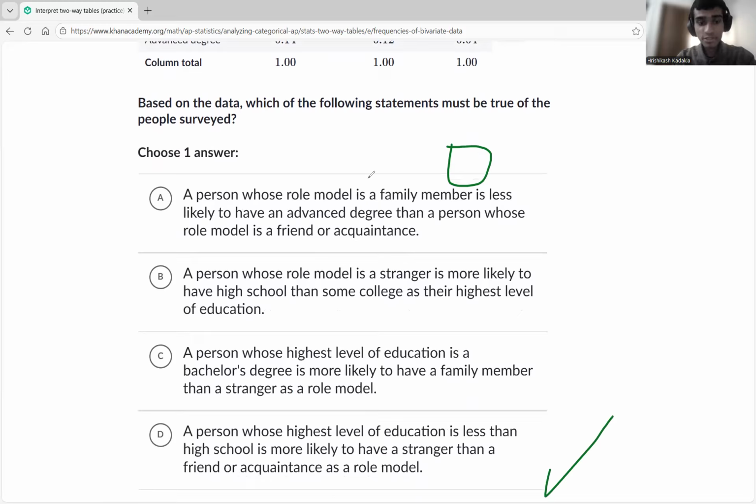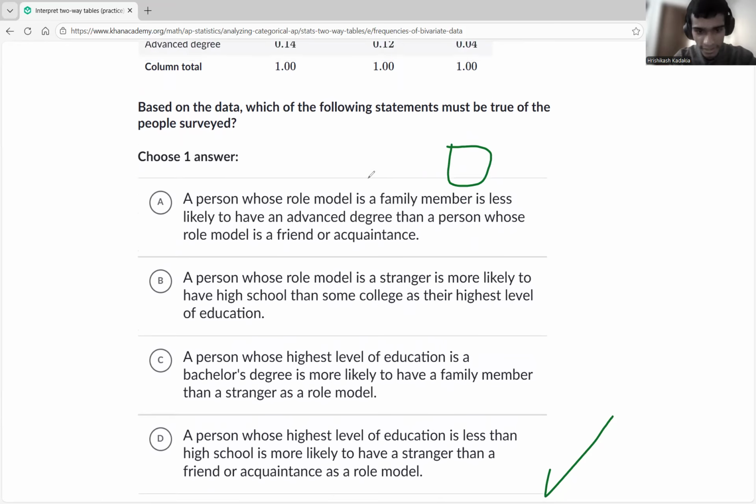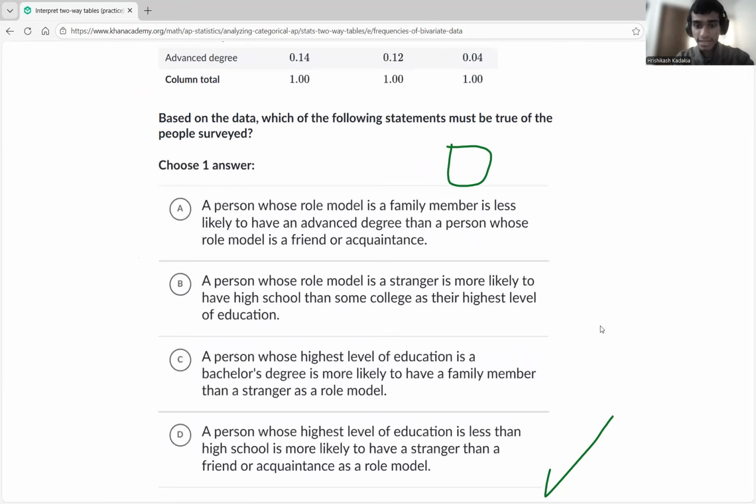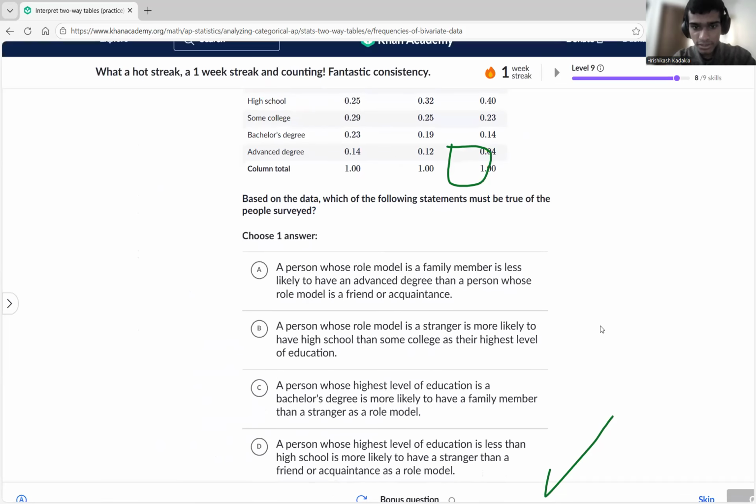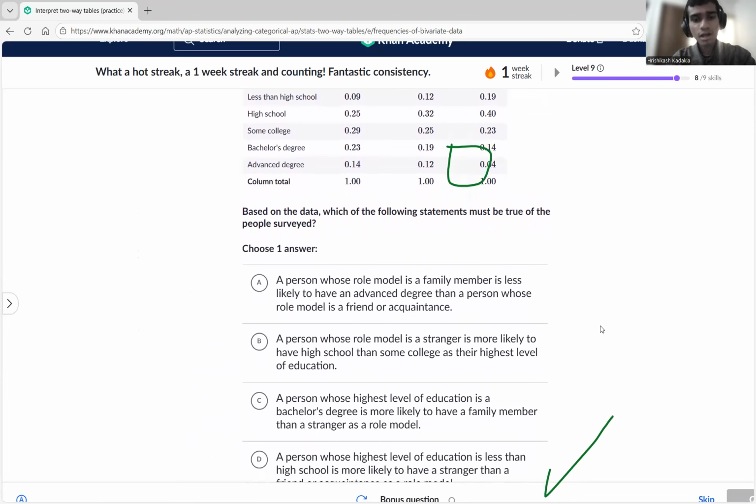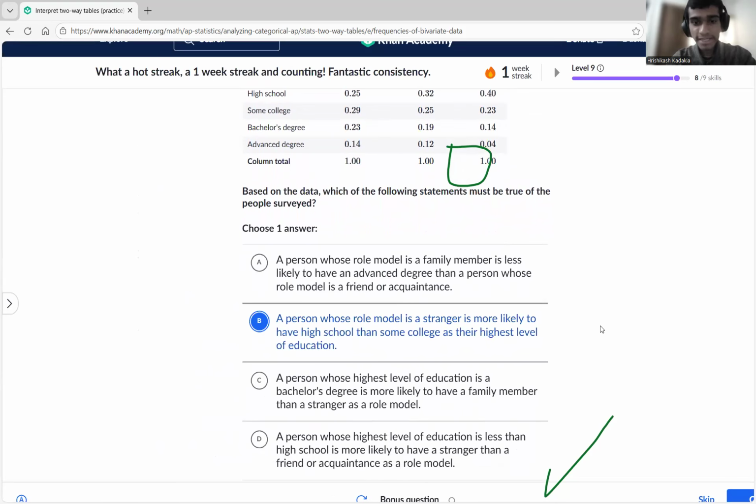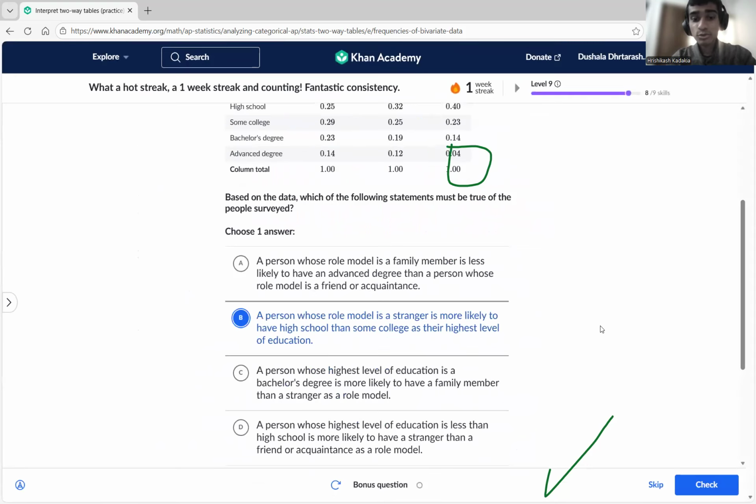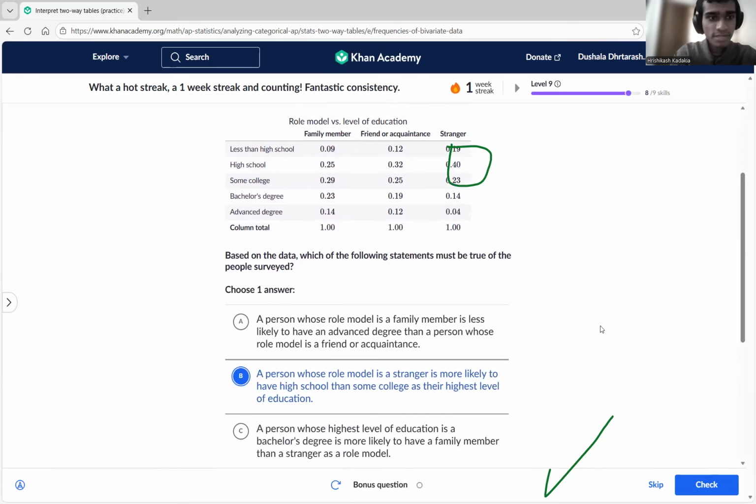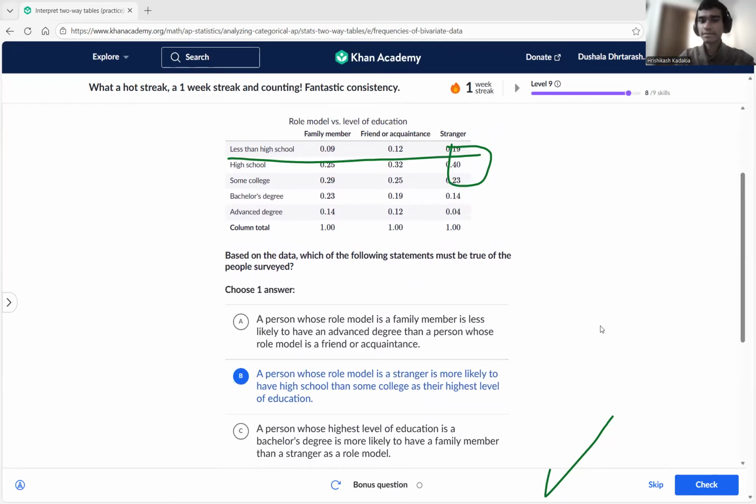If you take a look at D, whose highest level of education is less than high school is more likely, this is also row relative, so we can't make that conclusion, because that would be going this way. We have to go this way. This is correct, this is incorrect. So B is the only one we can choose.